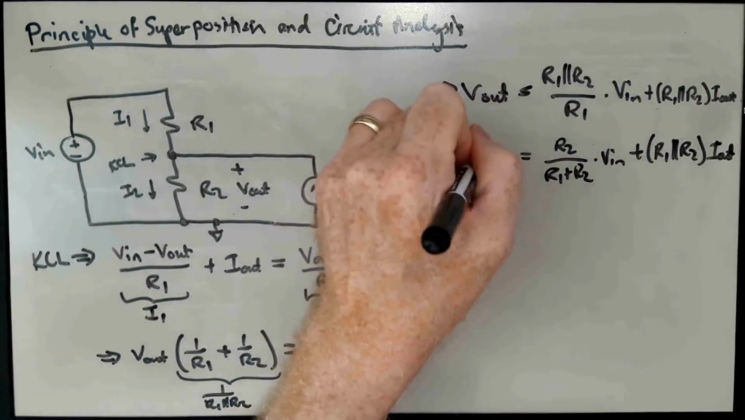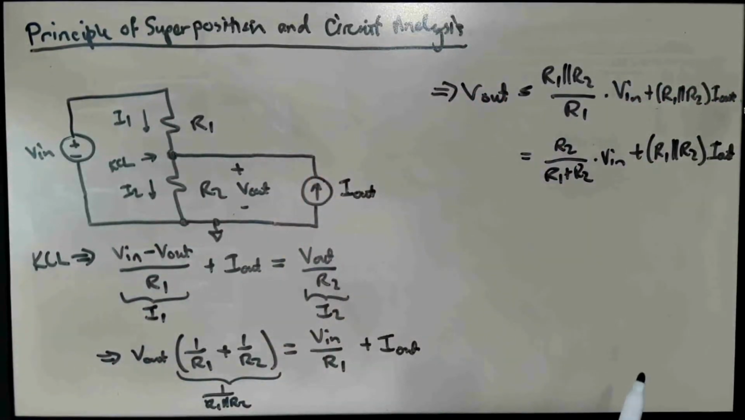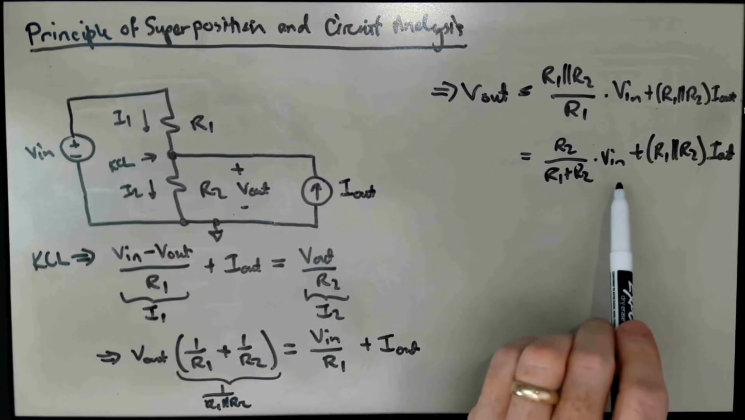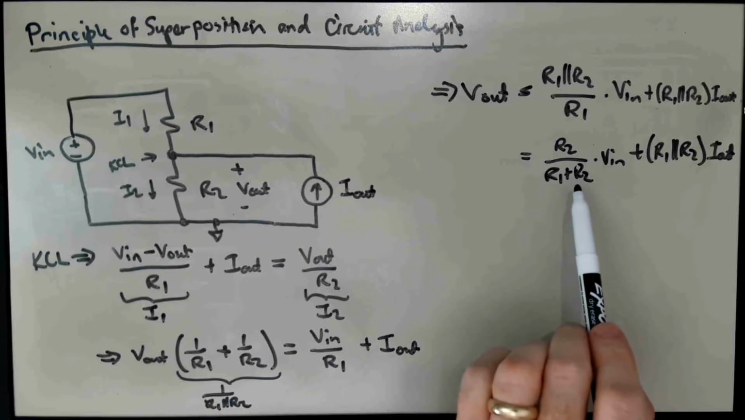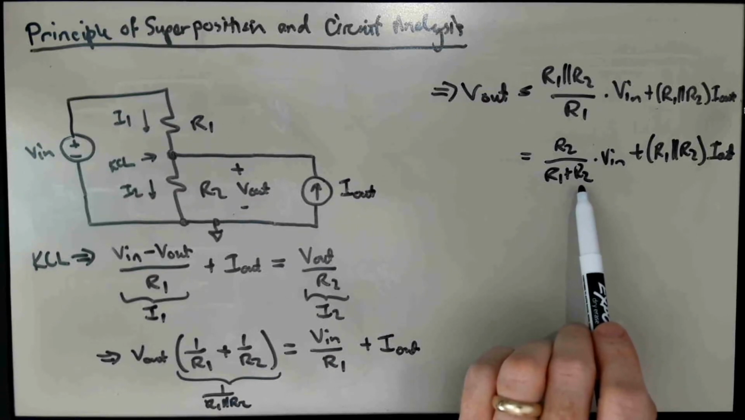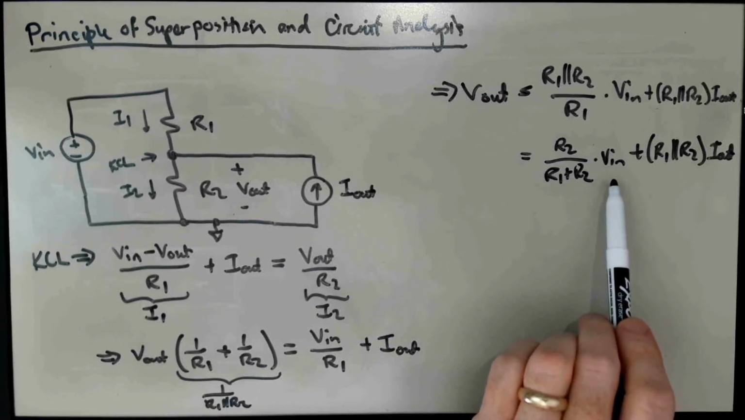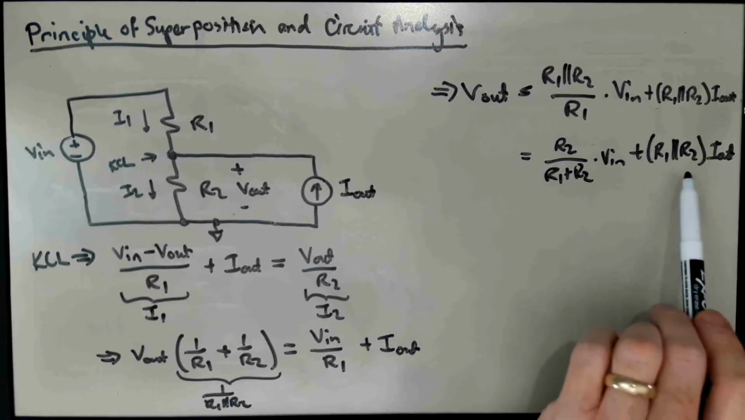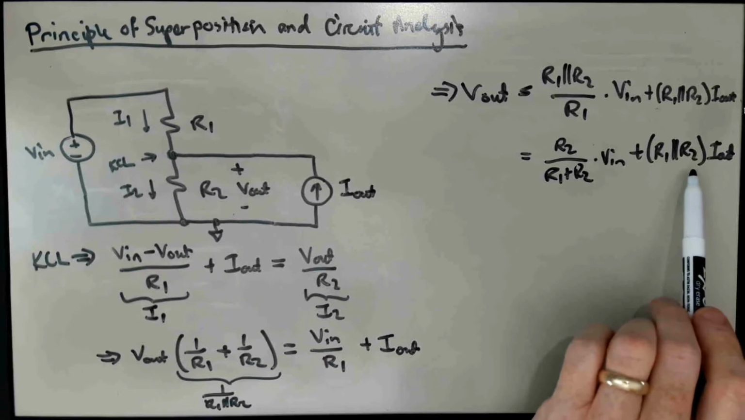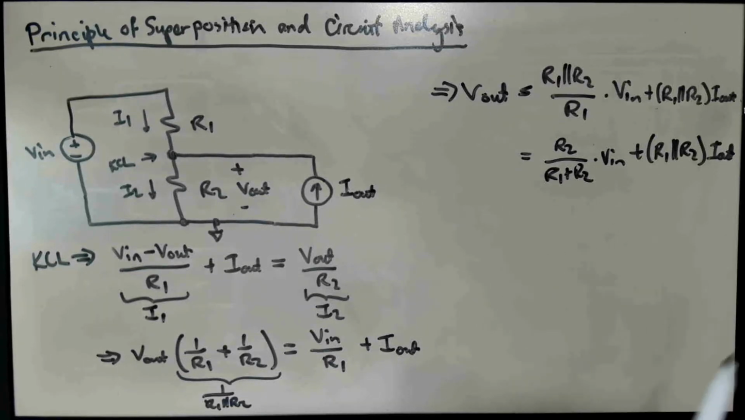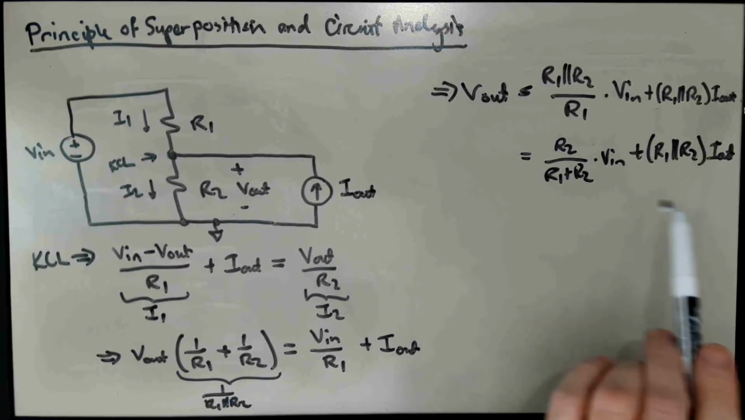Okay, so V out is given by the sum of two things. We have the familiar voltage divider ratio that we're used to, times V in, plus a term due to I out, which is given by R1 parallel R2 times I out. Okay, that was fairly simple. We had to be a little clever to get the answer in this form.